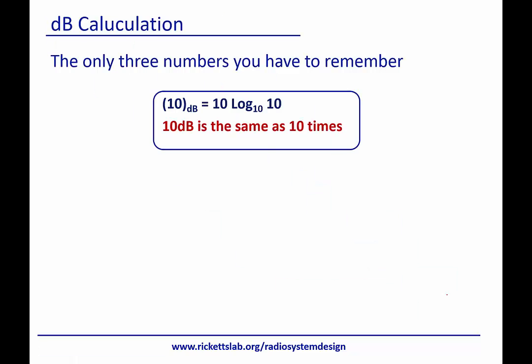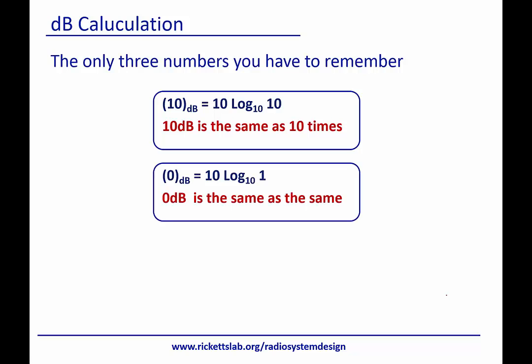10 is 10 dB, that's easy to remember. 0 dB is 1. So 0 dB is the same as the same. What this means is if I take a signal and I multiply it by 1, I haven't done anything to it, so there's a 0 dB change.